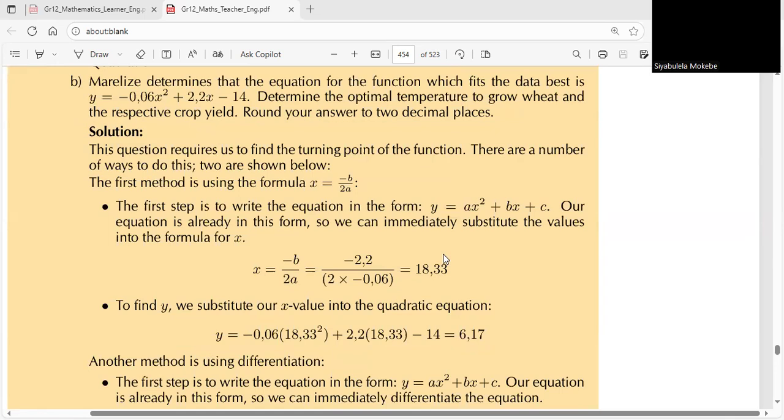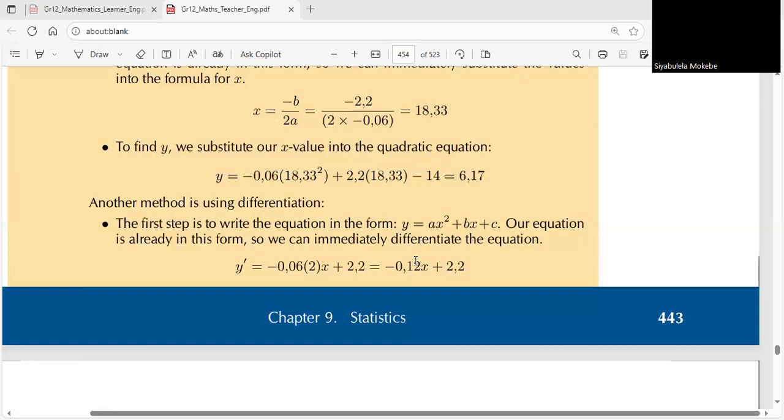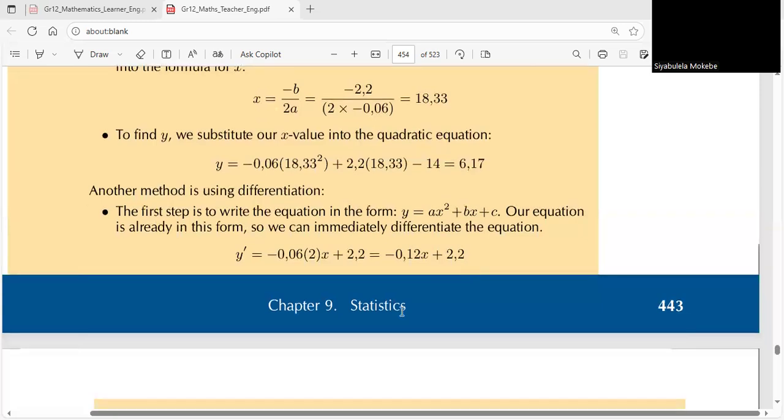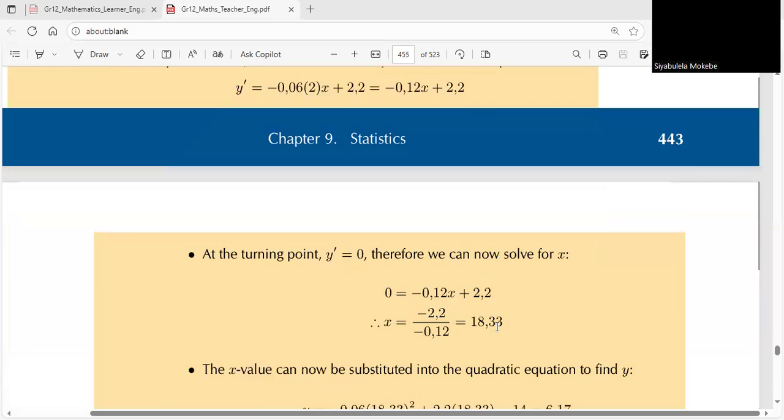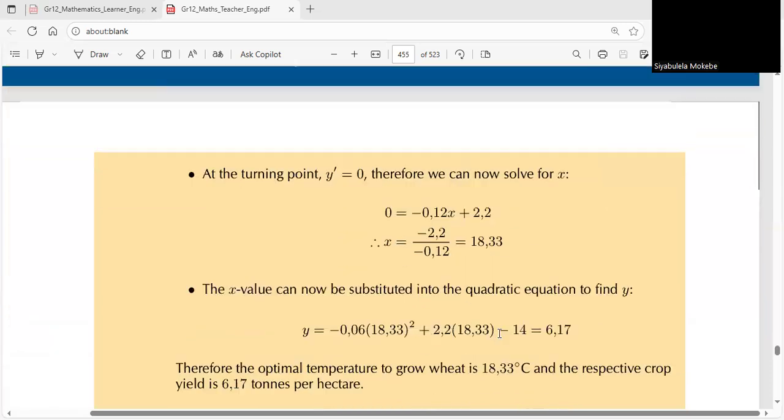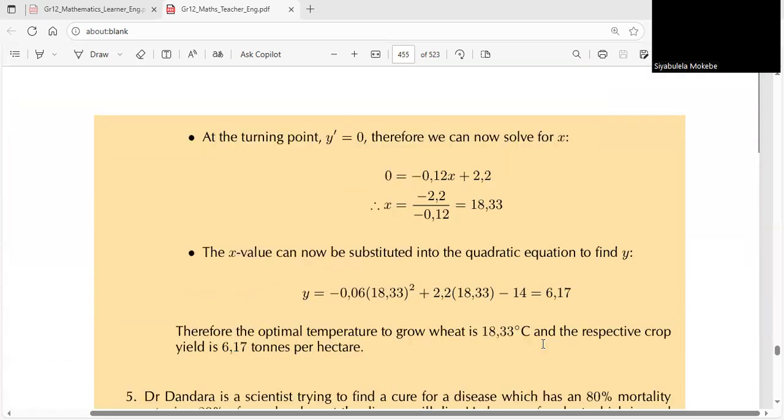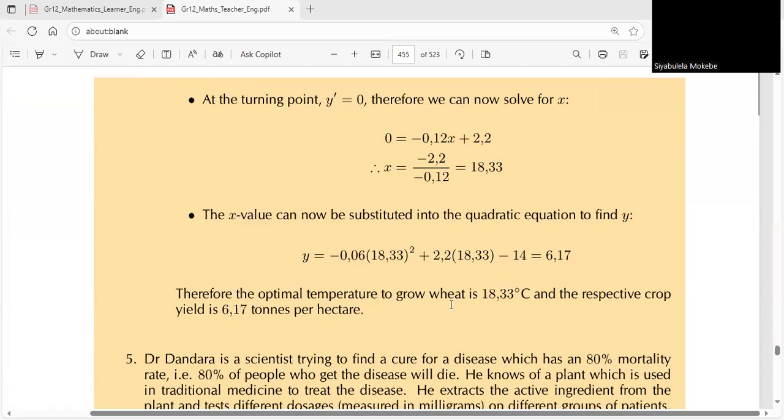Or another way is to take the first derivative of the equation for the function and then equate it to 0. Then you solve for x. Now you can substitute into the original function to get your y. Therefore, the optimal temperature to grow wheat is 18.33 degrees Celsius and the respective crop yield is 6.17 tons per hectare.